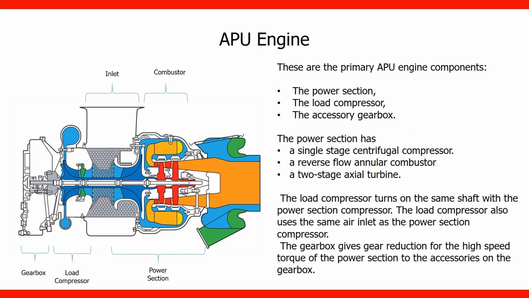These are the primary APU engine components: the power section, the load compressor, the accessory gearbox. The power section has a single-stage centrifugal compressor, a reverse flow annular combustor, a two-stage axial turbine. The load compressor turns on the same shaft with the power section compressor. The load compressor also uses the same air inlet as the power section compressor. The gearbox gives gear reduction for the high speed torque of the power section to the accessories on the gearbox.